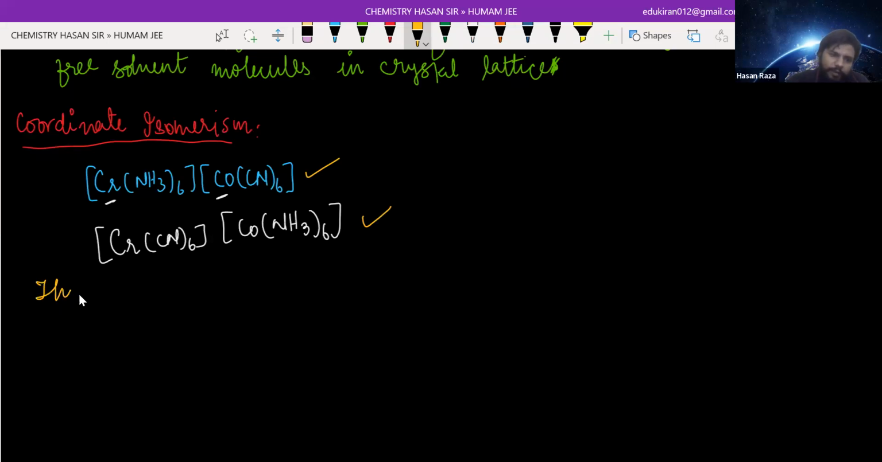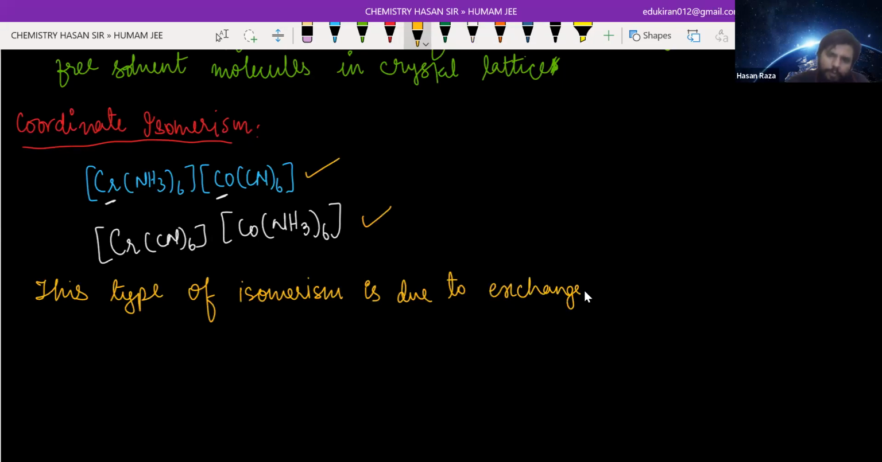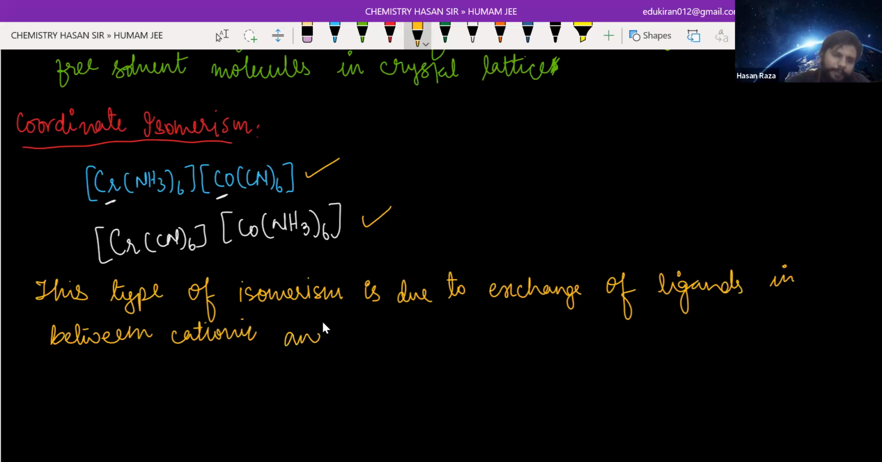So we can write: this type of isomerism is due to the exchange of ligands in between the cationic and anionic coordination sphere.